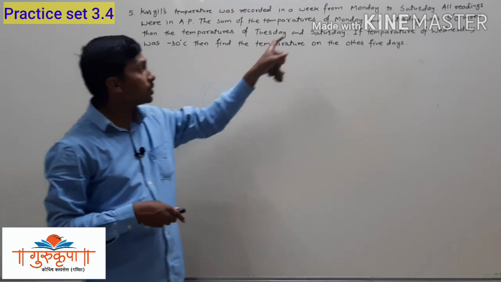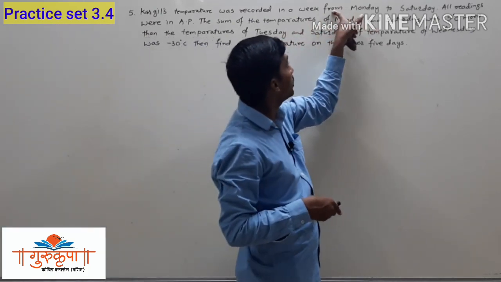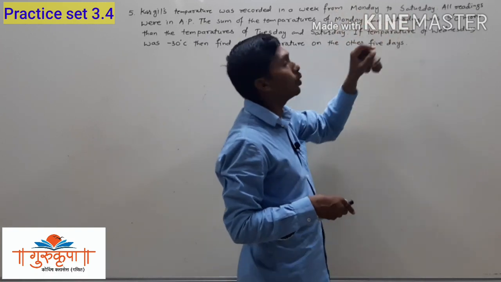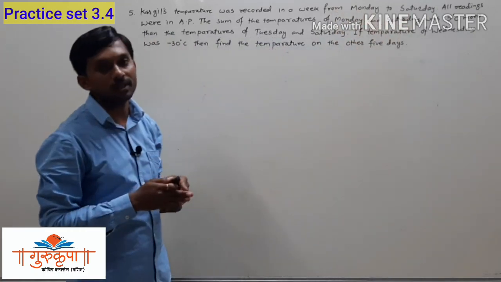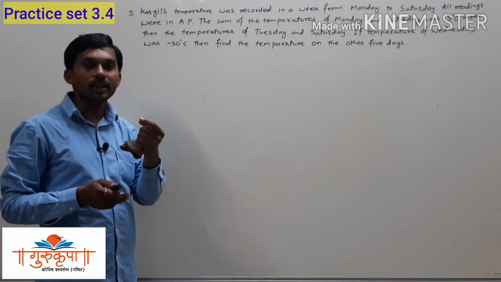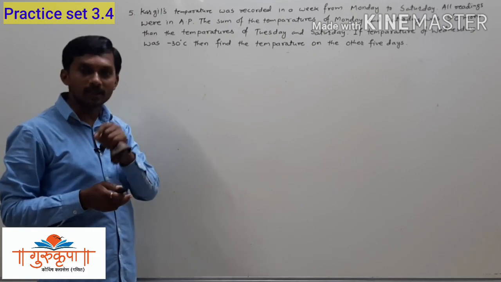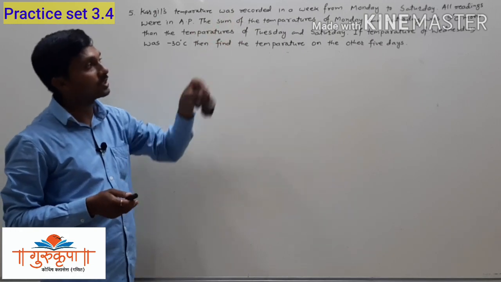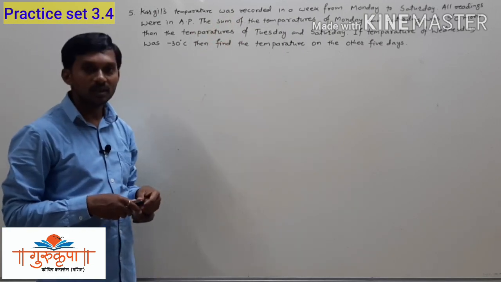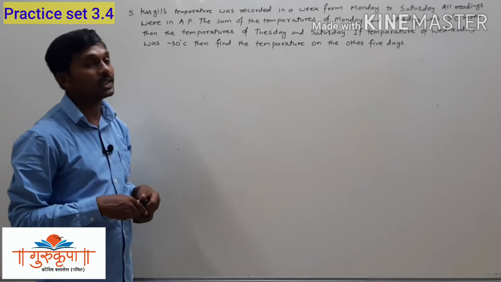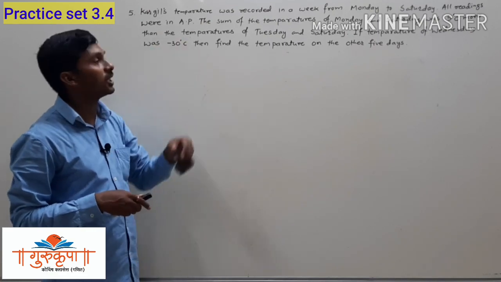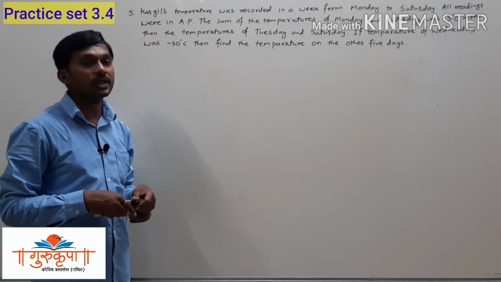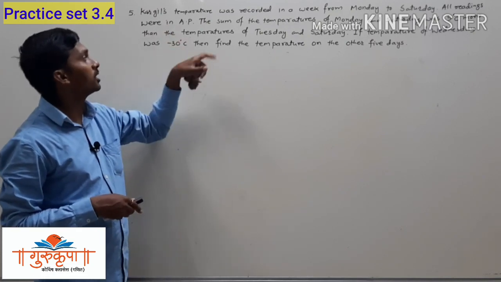So here we have 6 days, that is from Monday, that is the most important word, from Monday to Saturday. Only one day of the week, that is Sunday, is not included there. 6 days are there. So here we have to use the 6 terms. All the readings are in AP, that is a very important thing. All the temperatures from Monday to Saturday are in AP, that is the given information.